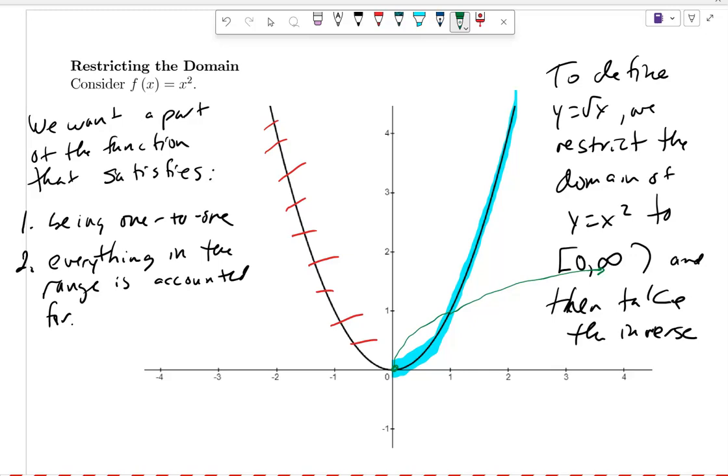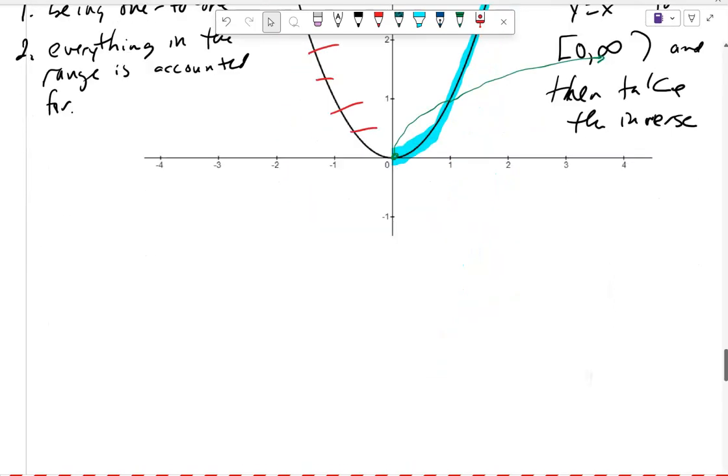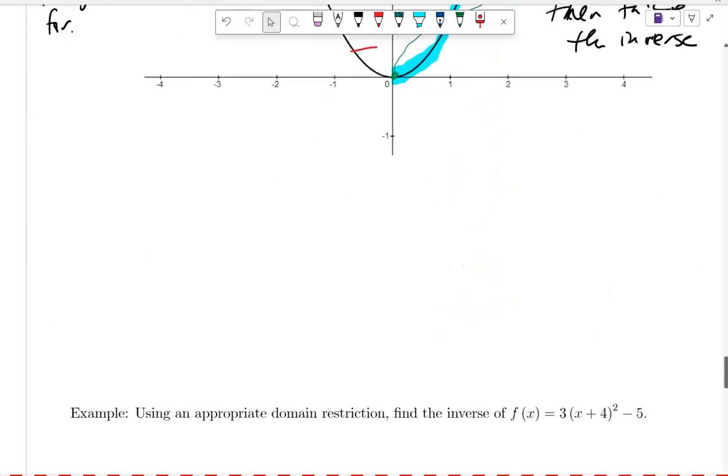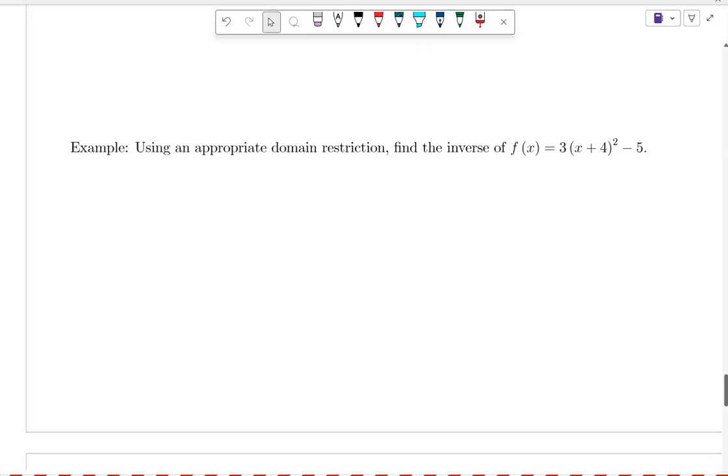But anytime that you've got a function that's not one-to-one, but you would like to be able to take its inverse, you've got to restrict the domain first. Okay? This is a very big deal in trigonometry, for example. But anyway, that's what we were talking about, restricting the domain. All right, so let's see if we can do this for this function, f of x equals 3 times (x plus 4) squared minus 5.